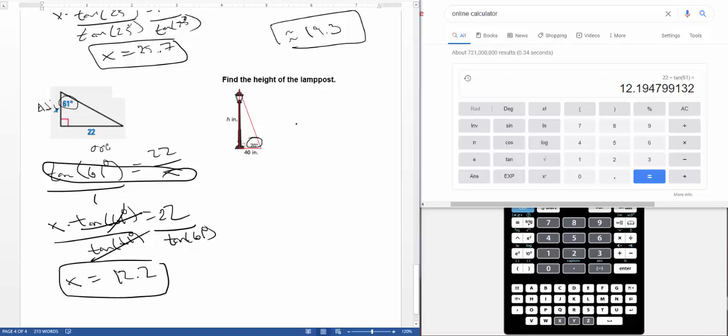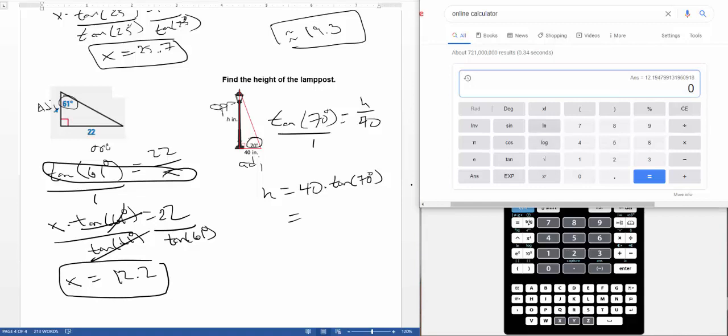Okay, lastly, we know the 70 degree angle. Opposite leg, adjacent leg, tangent one more time. The tangent of 70 degrees is equal to the opposite over adjacent. Cross multiply: h is equal to 40 times the tangent of 70 degrees. According to my graphing calculator, 40 times the tangent of 70 degrees is 109.899, or to the nearest tenth, 109.9 inches.